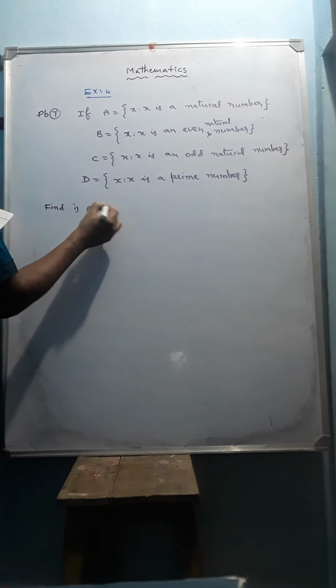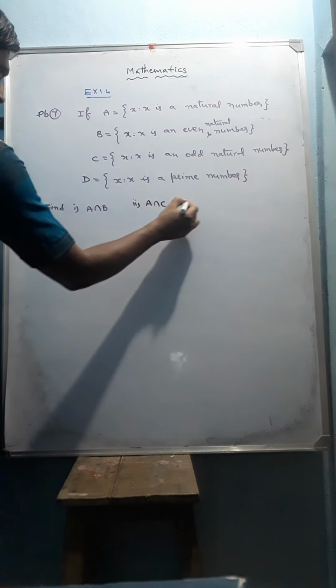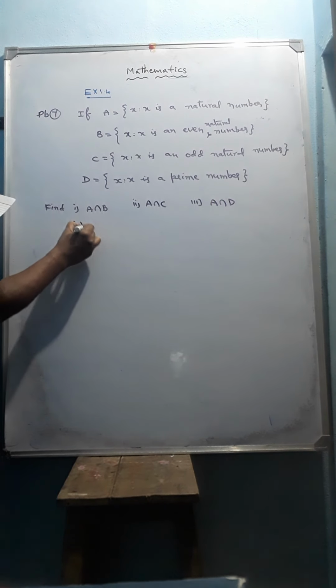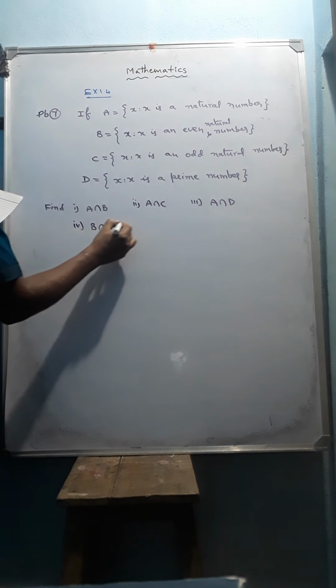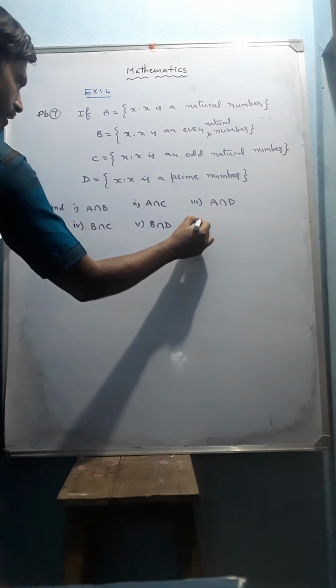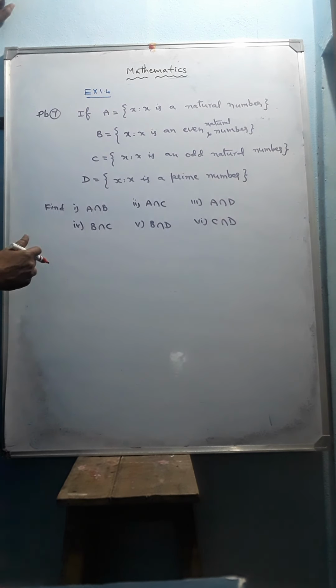Find number 1 A intersection B, number 2 A intersection C, number 3 A intersection D, number 4 B intersection C, number 5 B intersection D, number 6 C intersection D. Okay, so here they given 4 sets in the form of set builder forms. So first you can convert them into roster forms.